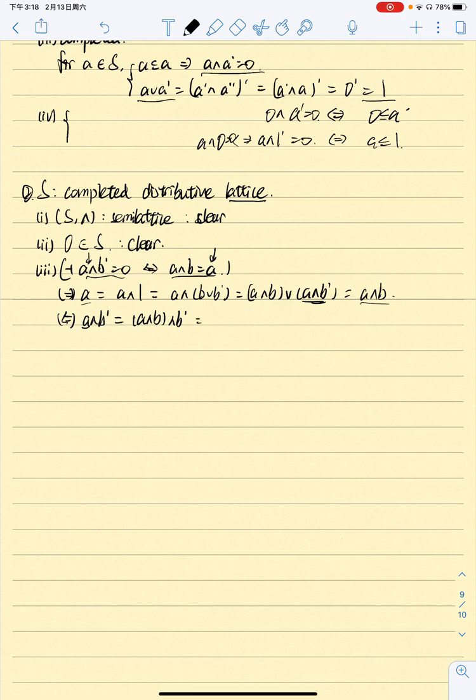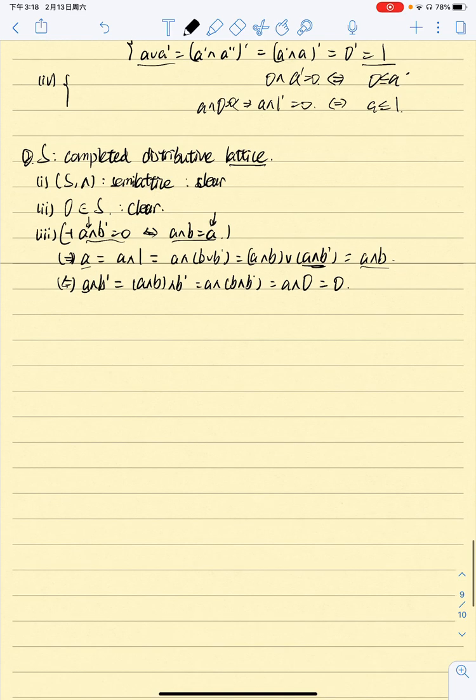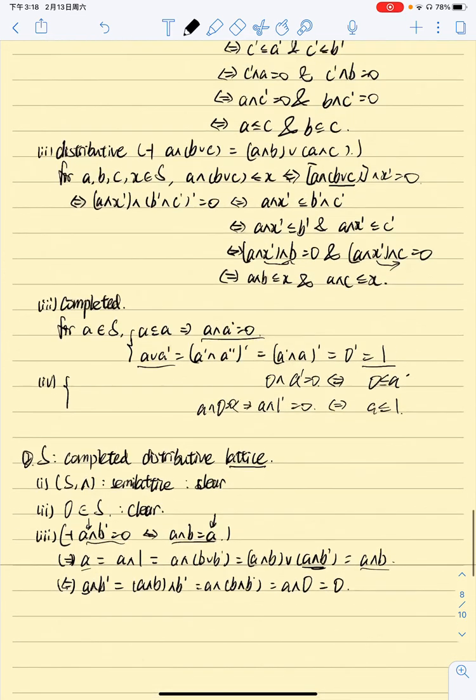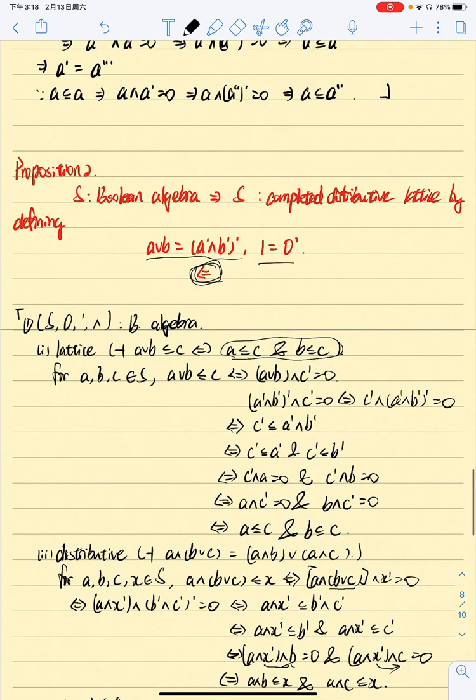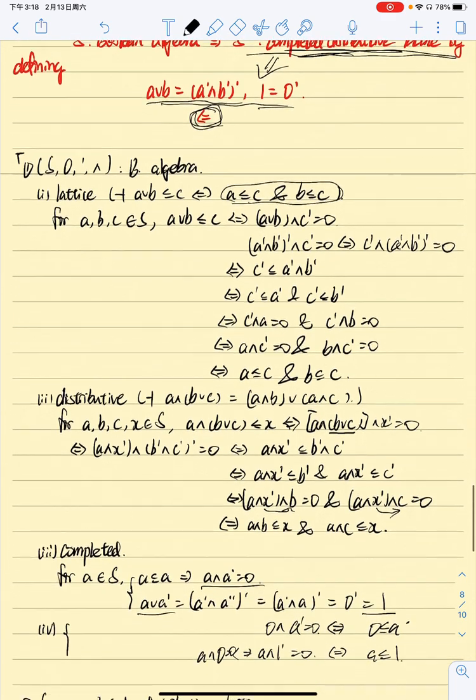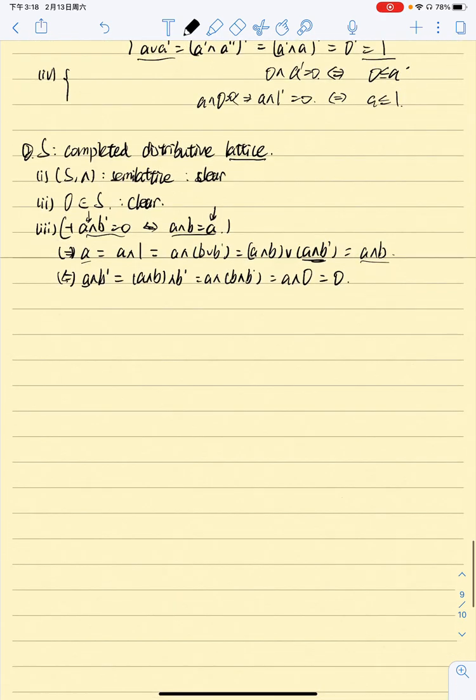Okay. By the associative law, we have A and B prime, right? B and B prime is 0, so here A and 0. A and 0 is 0, so we complete the third one. And moreover, if S is this one, then it must satisfy these equations. Okay, let's see.